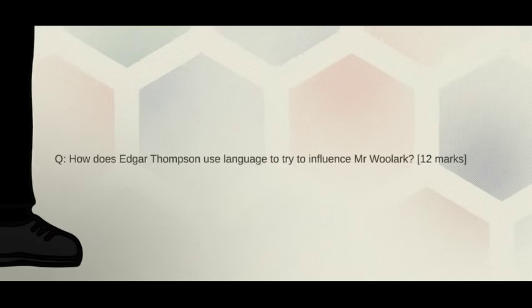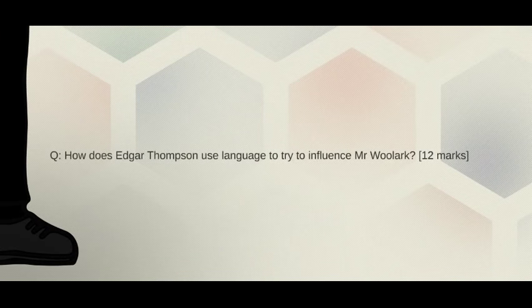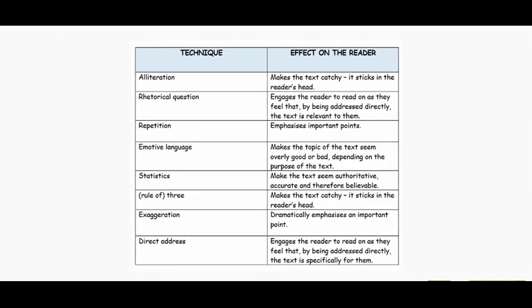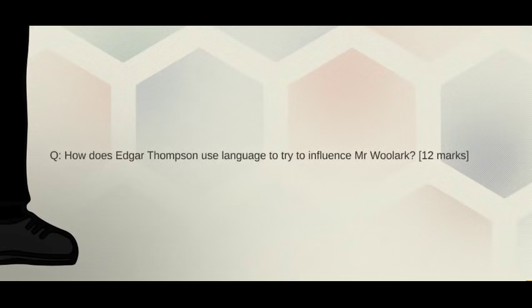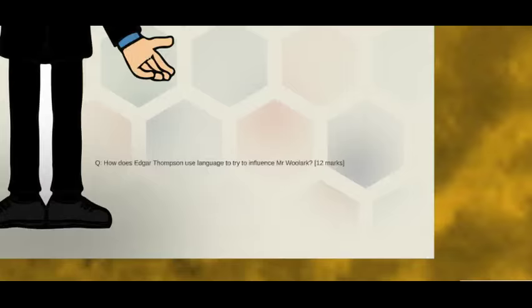You can see it in the revision guide, and I'm going to cover it in a second. But let's look at the sort of question you might get. How does Edgar Thompson use language to try to influence Mr. Woollock? 12 marks. You remember from the sources, and the sources I'm referring to are in the revision guide, that this is the idea of a letter from a parent to the head teacher and the head teacher back to the parent. Now, one of the best ways to analyse language is to look for what I call ARRESTED.